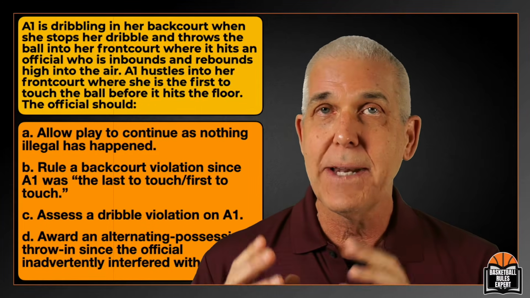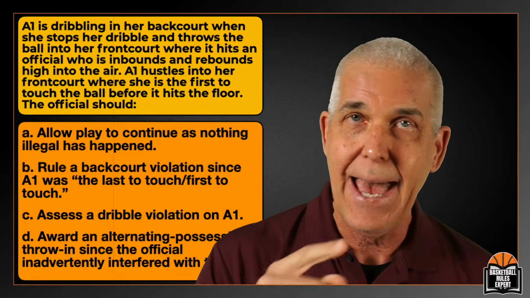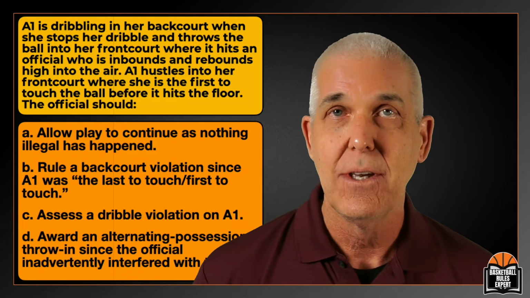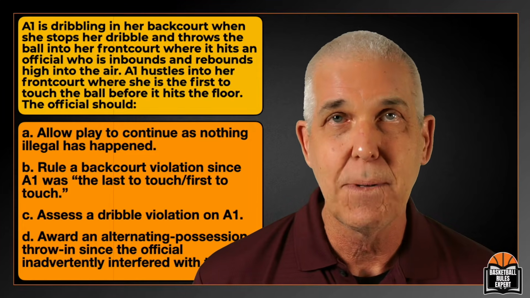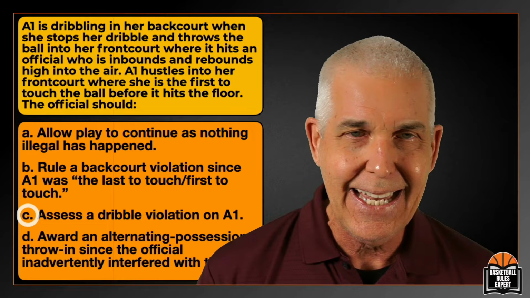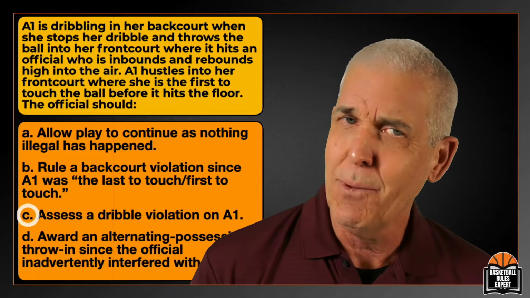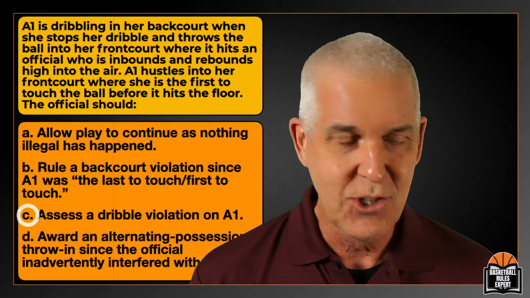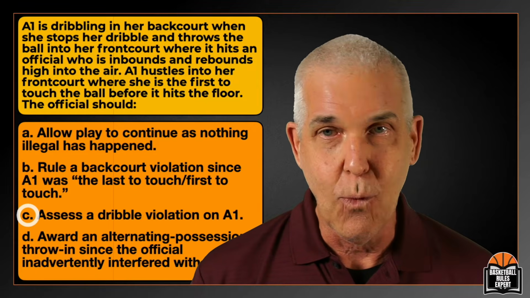Once the player has terminated the dribble and released a pass, they cannot then be the first to touch that pass. That would be an illegal dribble by rule. Our correct ruling here is C. Assess a dribble violation. This would be an illegal dribble violation on A1. Oh, man.